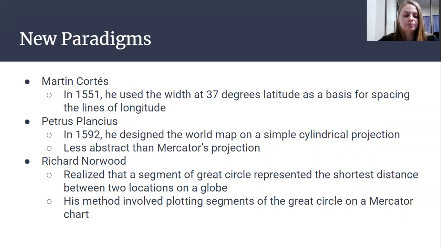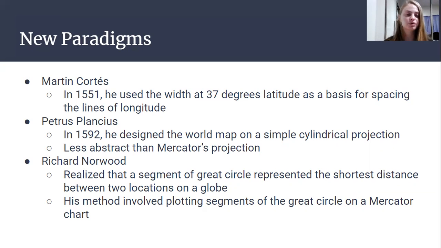So these new paradigms were created to help navigators understand navigation a little bit more in this mathematical respect. So we have Martin Cortez, and in 1551, he used the width of 37 degrees latitude as a basis for spacing the lines of longitude. And then we have Petrus Plancius, and in 1592, he designed the world map on a simple cylindrical projection. And so this is less abstract than Mercator's projection, so it was a little bit easier for navigators to understand.